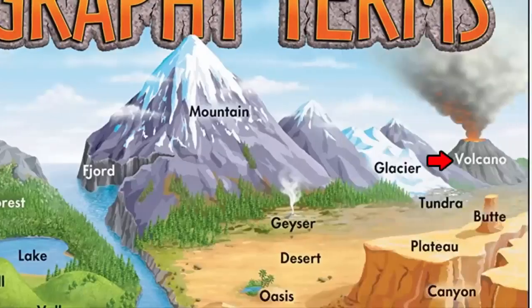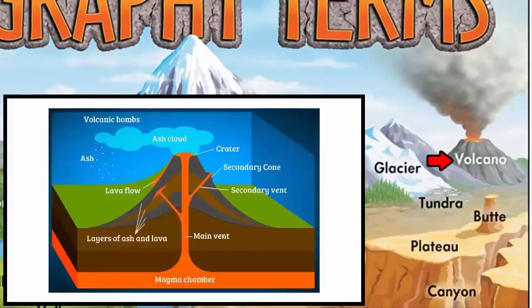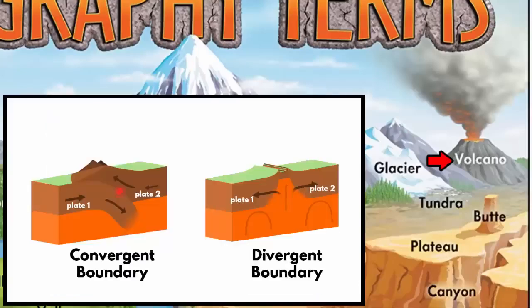Now coming to a volcano. Volcanoes are formed when magma comes out from within the Earth's upper mantle. Now, how does magma come out of the Earth's crust? It can happen in two ways: when two tectonic plates collide, or when two tectonic plates move apart.